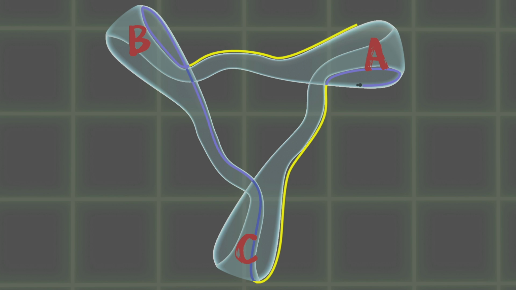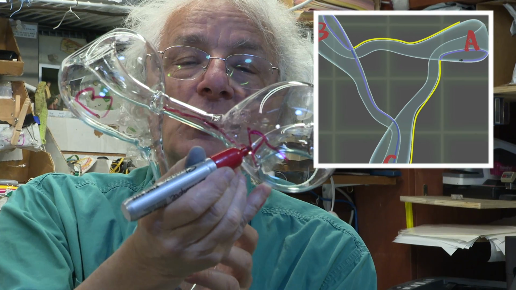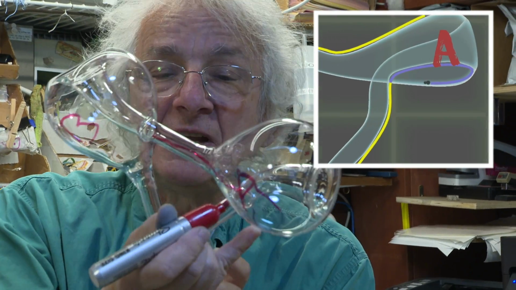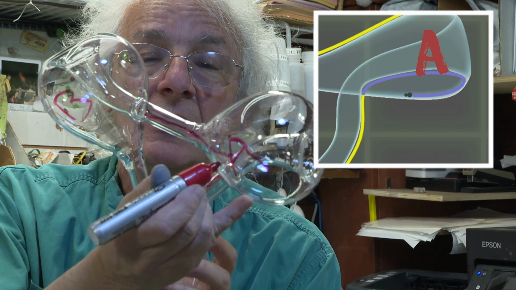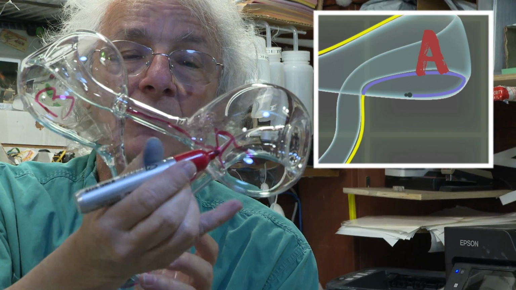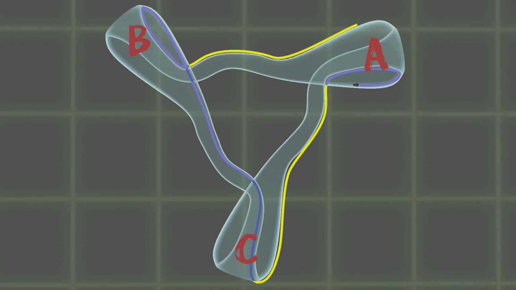Around the inside of A, I'm now right behind here. So without lifting the pen from the surface of the glass, I've gone from the outside over here, over to the inside. This is one-sided.